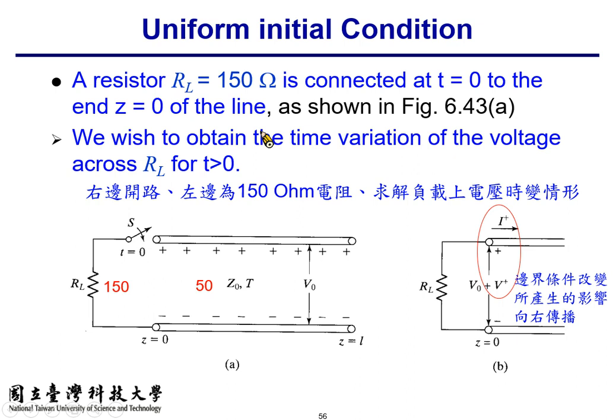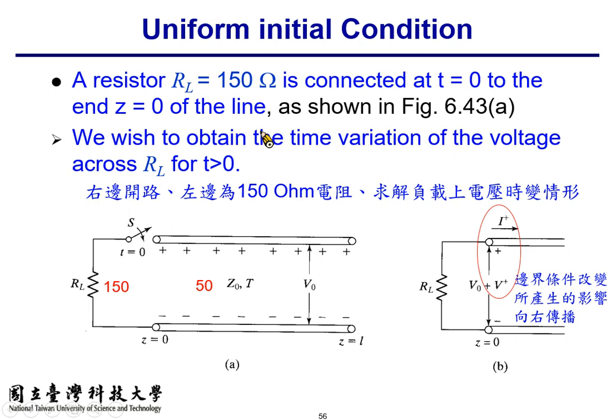So for this case, that will be minus 100 over 200. That will be minus 0.5. The reflection coefficient here is minus 0.5. And what is the reflection coefficient here? 1. Plus 1.